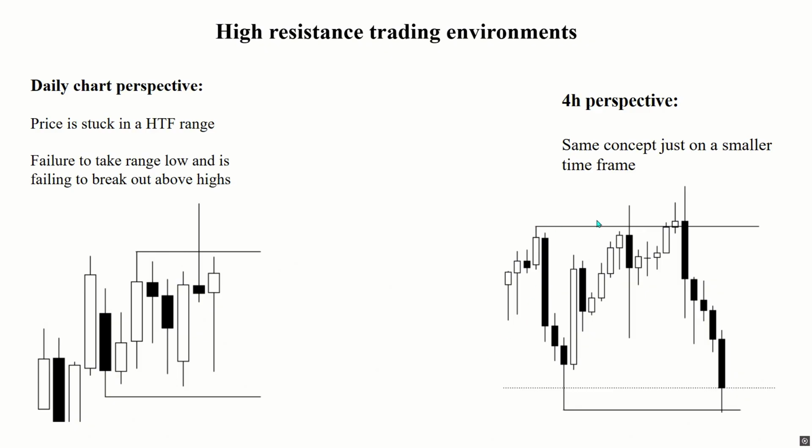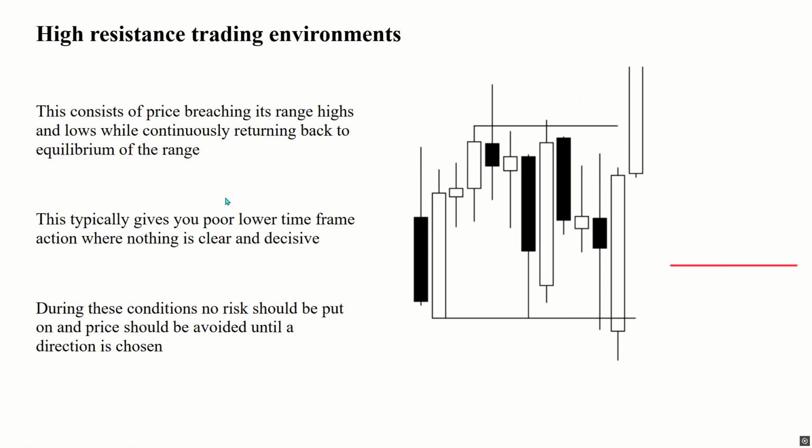You want to see candle closures above the highs consistently with no deep retracements. And what do you notice? We take the high, deep retracement. We take the high, deep retracement. Not what you want to be seeing.